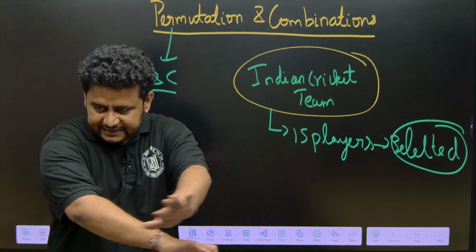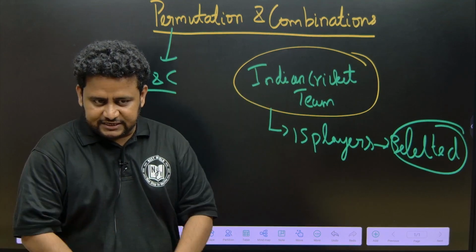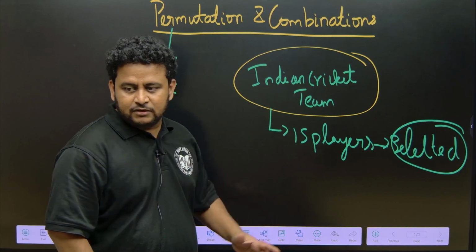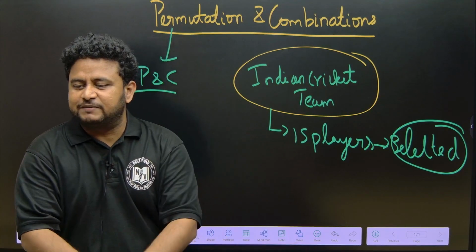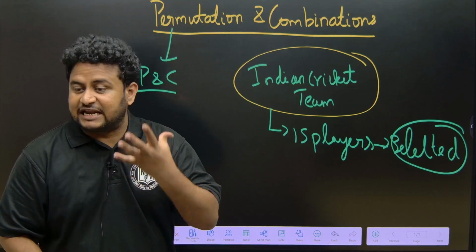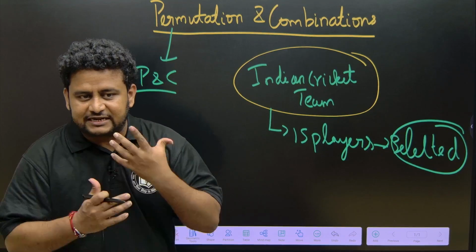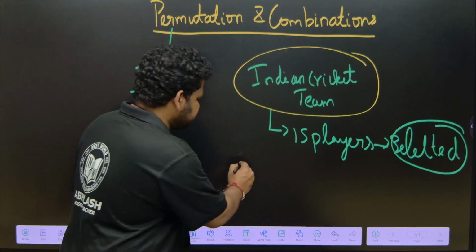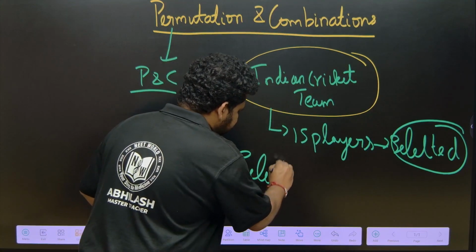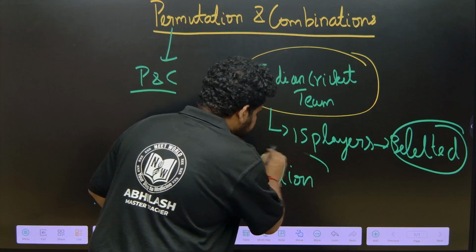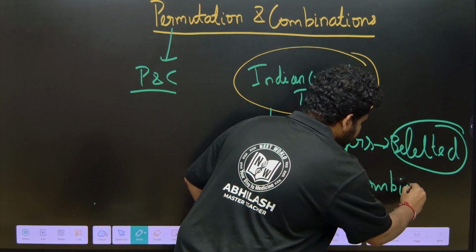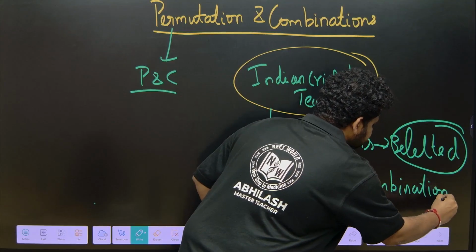From where? From the entire population of India, representing, if you talk about men's cricket team or women's cricket team, whatever, the rule is the same. You are selecting how many players? 15 players. What is the word I am using? Selection. I am selecting them. You have to focus on the class. What I am doing? Selection. This selection process is called combination.